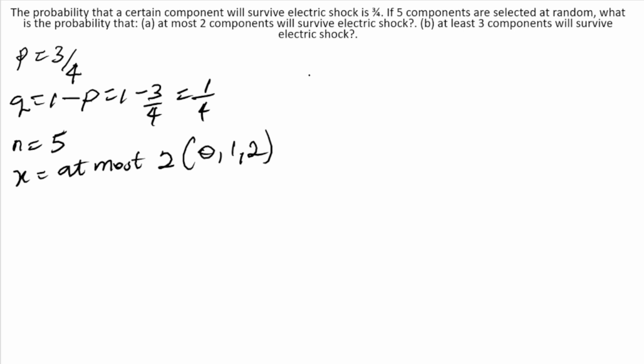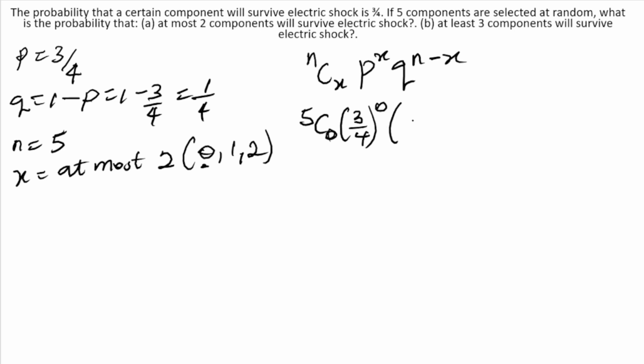Now the general formula is n combination x, as we've said before, p raised to the power of x, q raised to the power of n minus x. Now we need to do for 0, which is 5 combination 0. Our p, as we've stated there, is 3 over 4, then the x is 0. Then our q is 1 over 4, raised to n minus x, which is 5 minus 0.